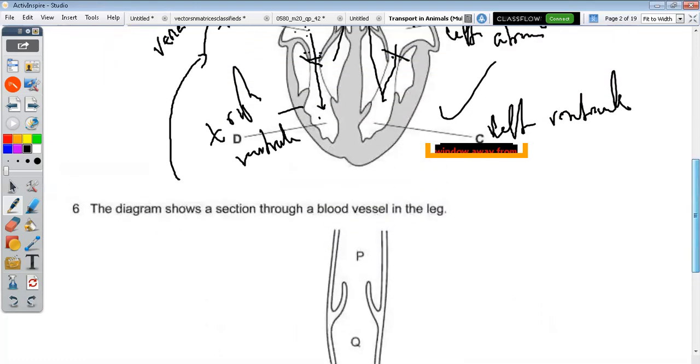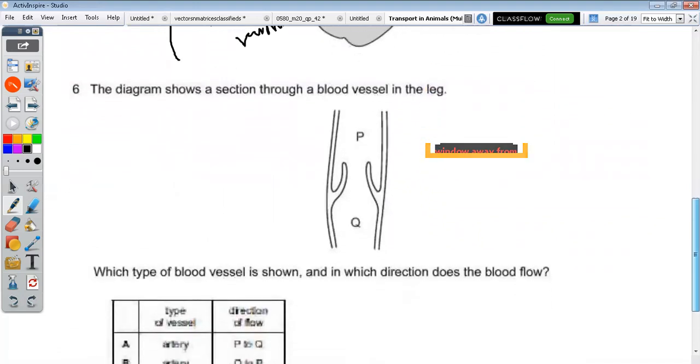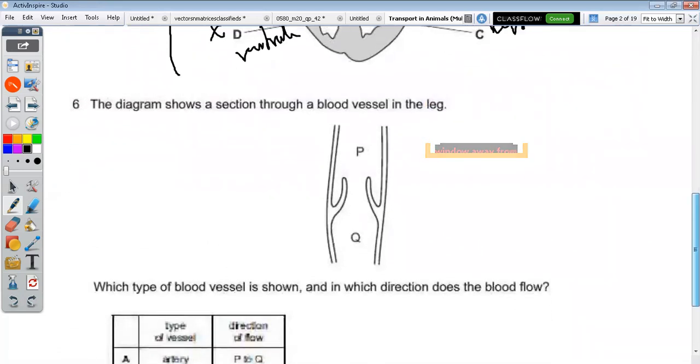Now, the diagram shows a section through a blood vessel in the leg. So what can you see? These are valves, without being told. So if they are valves, is that an artery or a vein? Nyasha, if there are valves here, is it an artery or a vein? If there are valves, my question is, is it an artery or a vein? The blood vessel, without looking at the answers. Is it an artery or a vein?